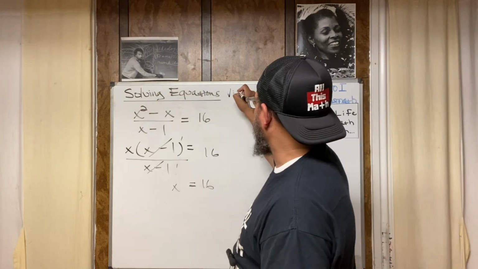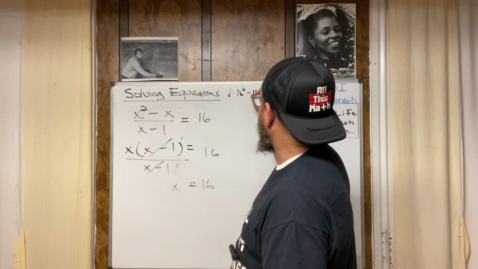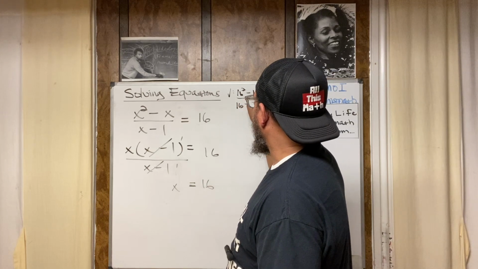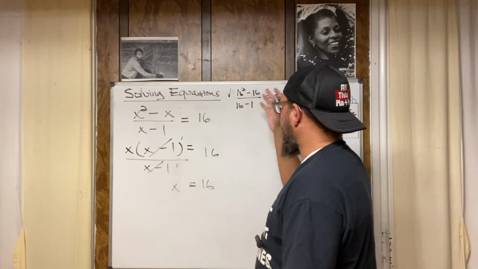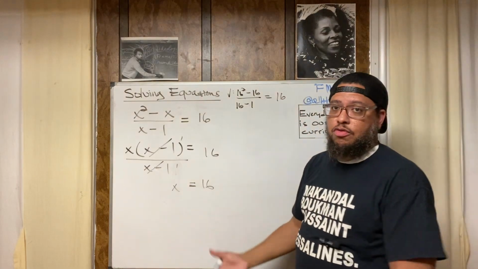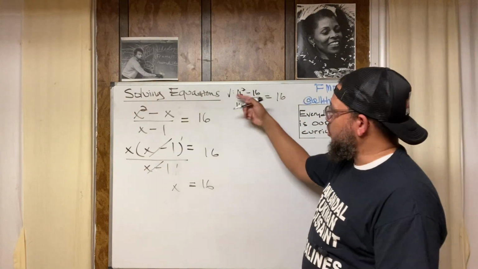So I got 16 squared minus 16 over 16 minus 1 is equal to 16. That's what I'm saying. But I'm trying to figure out, is that the truth or is that cap, right? So let's do the math.